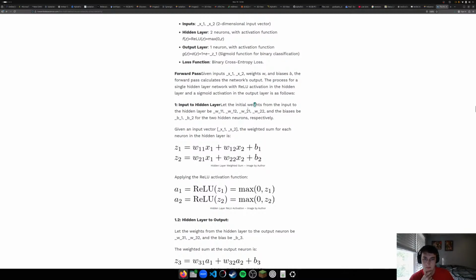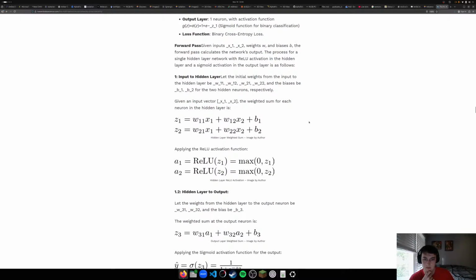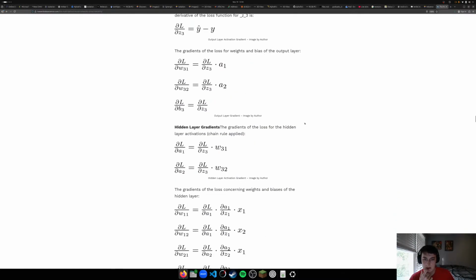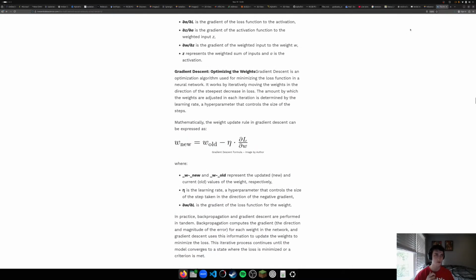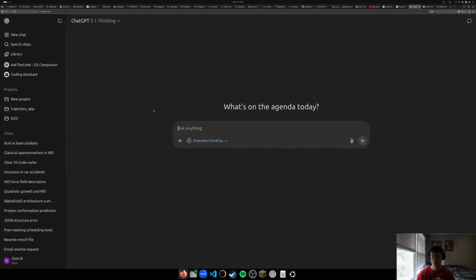Process B, the biases. I think I'm going to ask ChatGPT to do this. Run through how a small neural network updates its weights in response to an input using gradient descent with dummy numbers.